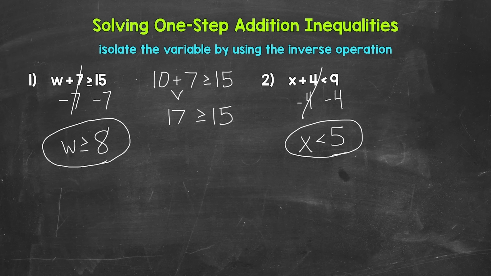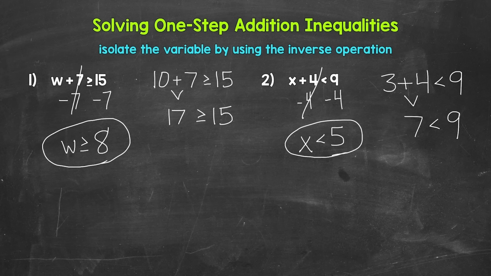So any value less than 5 is a solution of this inequality. It makes it true. Let's check one. We can pick any number less than 5. Let's use 3. So plug in 3 for x here. So we have 3 plus 4 is less than 9. 3 plus 4 gives us 7. 7 is less than 9, so we are correct here. Our answer for number 2, x is less than 5. So any value less than 5 will work for this inequality, will make this inequality true. So there's how to solve one-step addition inequalities.